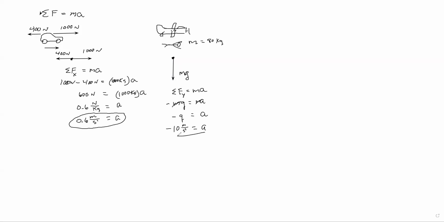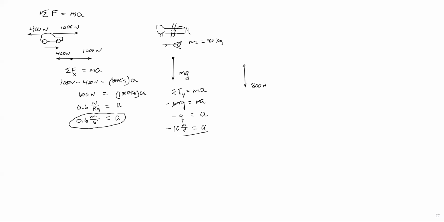This acceleration is going to cause the skydiver to start to increase in velocity downward, at a rate of 10 meters per second every second. As this person increases in velocity, the air resistance will actually increase. So let me show that. Now a downward force of 80 times 10, which is 800 newtons, and there's an air resistance here.